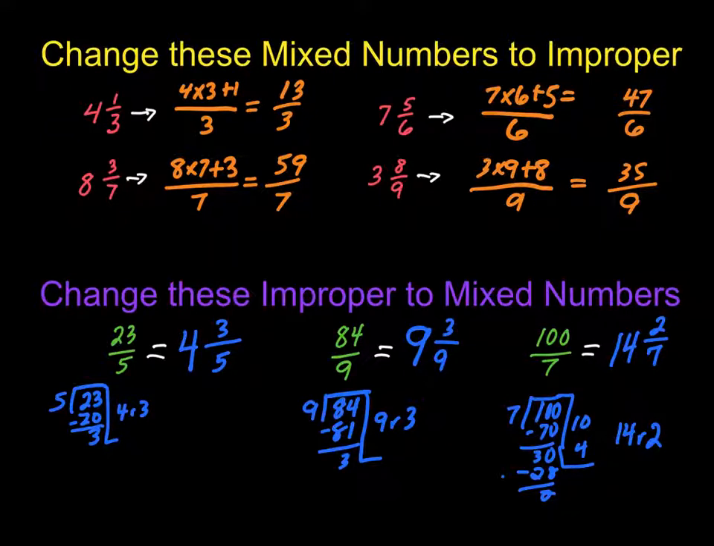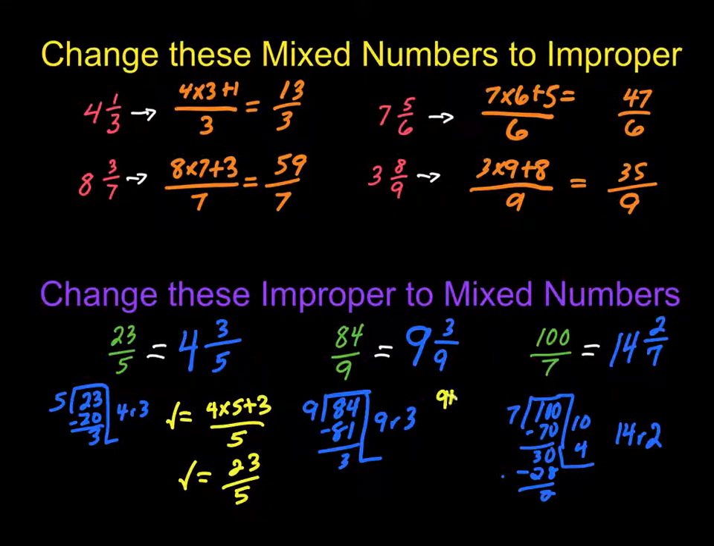Now this is a fun little tidbit here. If you want to see if you're right, and most kids tend to like mixed numbers to improper, it's quick: multiply, add, and we're good to go. We can actually check these down here at the bottom. We could do 4 times 5 plus 3 over 5, and we get 23 fifths, so we knew we got it right.